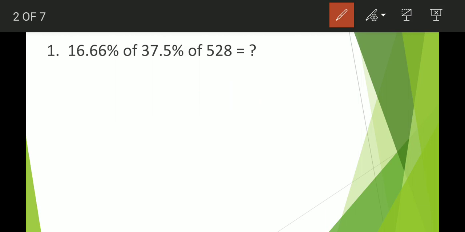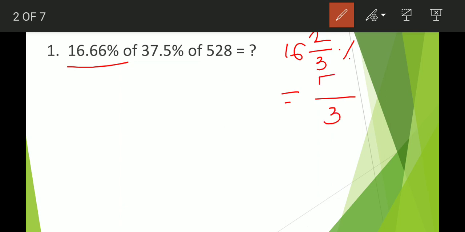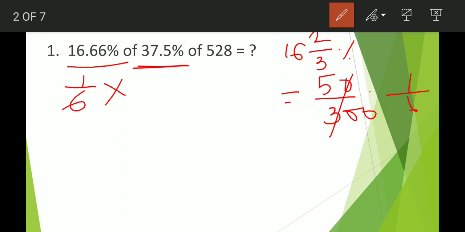16.66% of 37.5% of 528. This 16.66 percentage can be written as 16 2/3 percentage. If we simplify this, we get 50 over 3 percentage. If we remove the percentage, we have to put 100 here, so it simply gives us 1 by 6. Therefore it's 1 by 6 of 37.5 percentage.